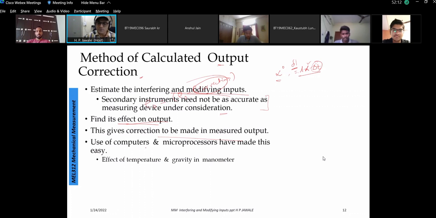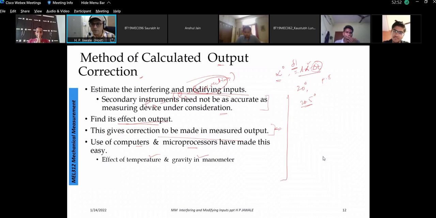Many times, if such programs are available or microcontrollers are used, we can automatically get the corrected value itself. Say the display is showing 20 degrees, and because of this correction, which is plus 0.5, it will automatically show 20.05 as output on the display panel. This is possible because of microprocessors and computers. The example we discussed, the effect of temperature and gravity in the manometer, can be controlled by the method of calculated corrections, right? So this is a simple way.